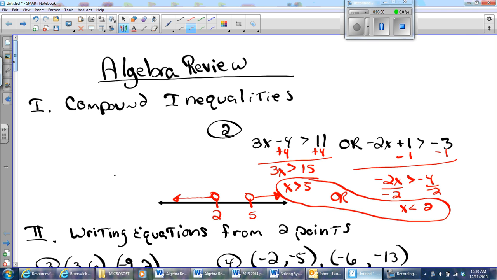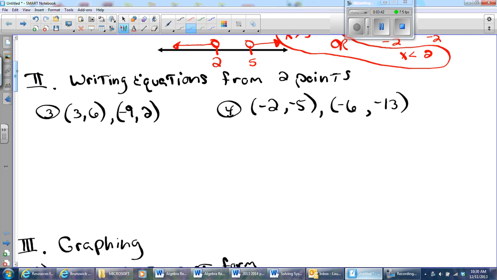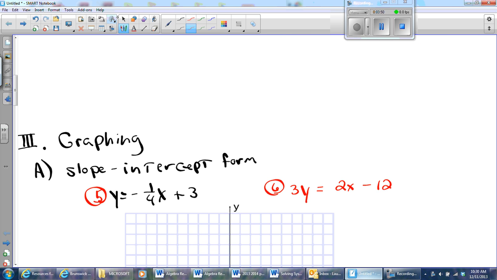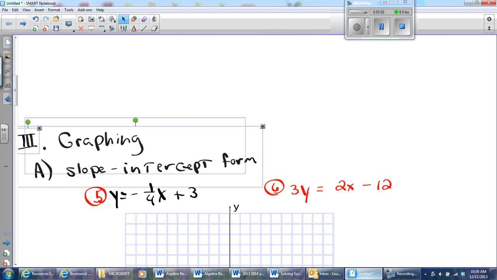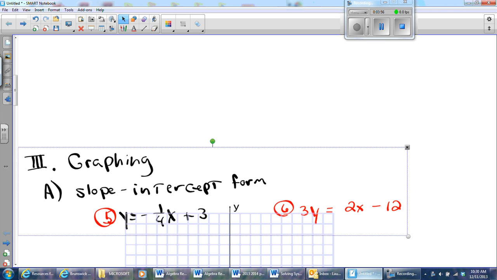I'm not going to do any more on that. You can go back and watch the video on those if you need some more help. Okay, so writing equations from 2 points. Before you do this, the first thing you're going to need is a slope and then a y-intercept. I'm just giving myself a little more room to work here.